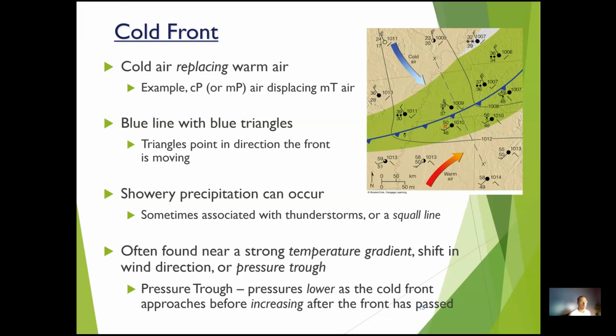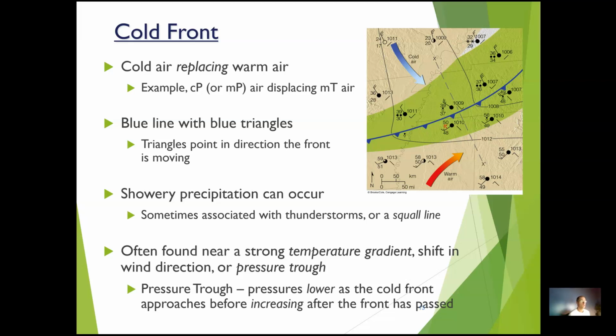When we talk about frontal boundaries, we talk about them as what is replacing an existing air mass. For example, when we talk about a cold front, the air mass that is advancing, that is doing the replacing, is the cold air. So here the cold air is replacing warm air. This is important because you'll notice it's different when we get to things such as warm fronts.